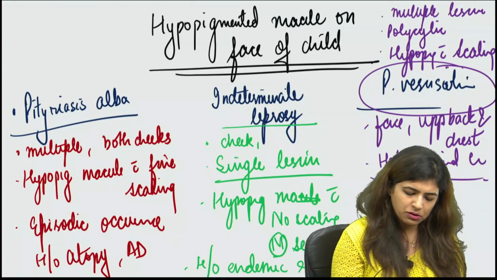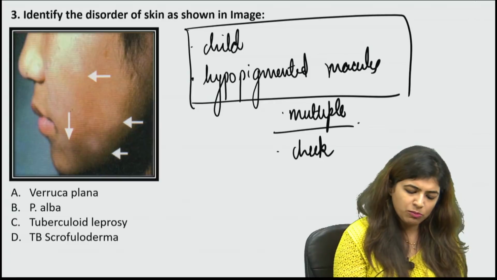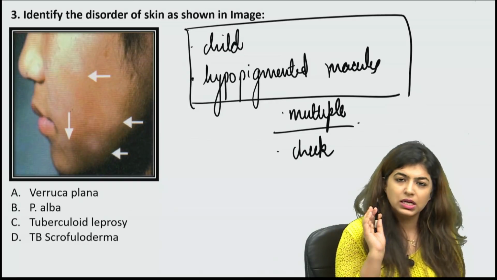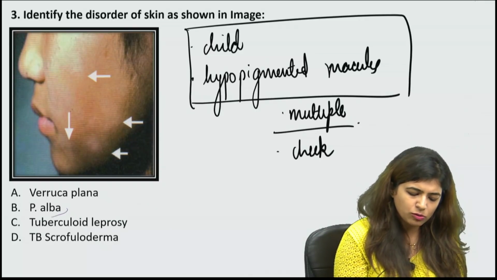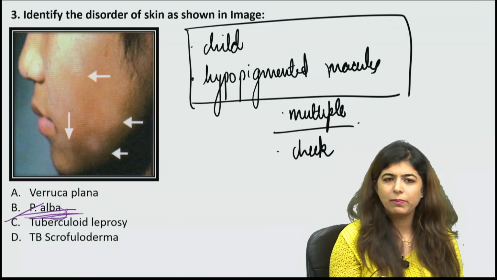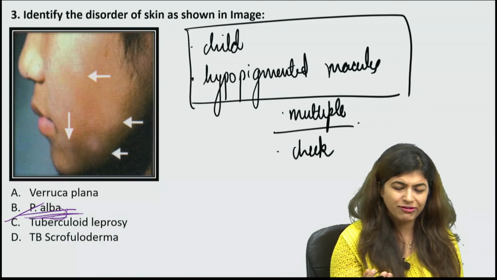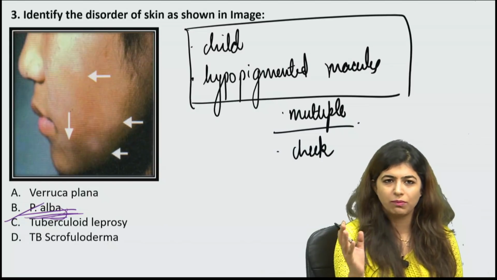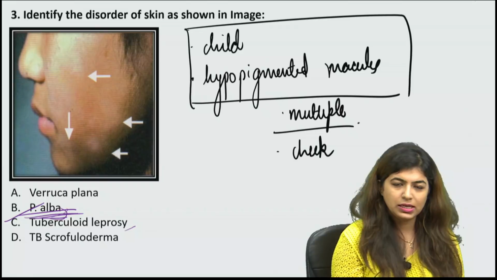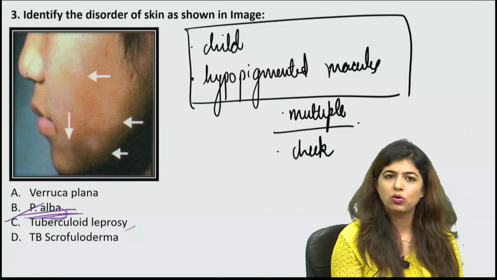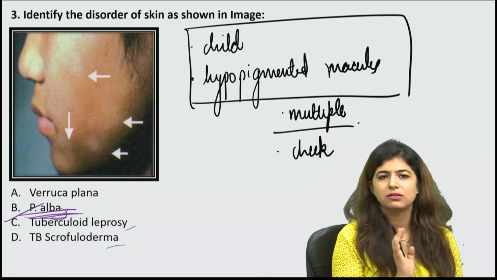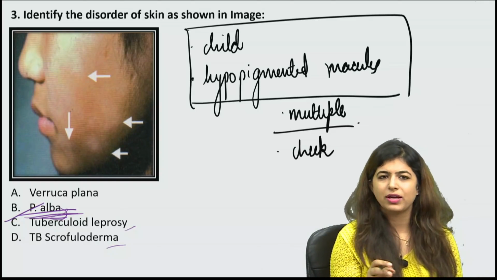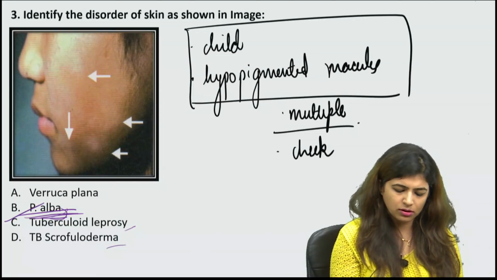Now, as per our question, multiple hypopigmented macules on the face of a child, the most probable diagnosis amongst these options will also be pityriasis alba only. Verruca plana is a viral wart infection. I have images to show so that you compare. Tuberculoid leprosy is again a hypopigmented macule of leprosy. Scrofuloderma is an entirely different thing. It doesn't fit into the differential at all. It is a very easily eliminatable option.